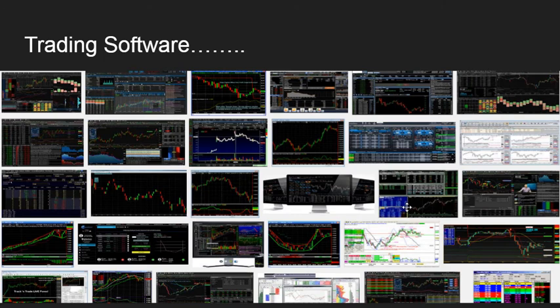Trading software. There's hundreds of these. I use Thinkorswim, and it's not the greatest software for W.D. Gann systems, but I like it, and I'm sticking with it. Everyone uses a different one, MT4, whatever. Doesn't matter. You can stay with the system you have.